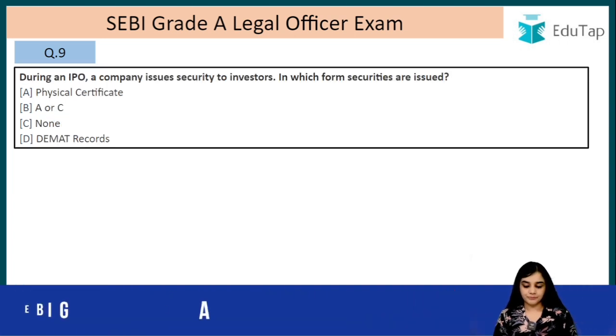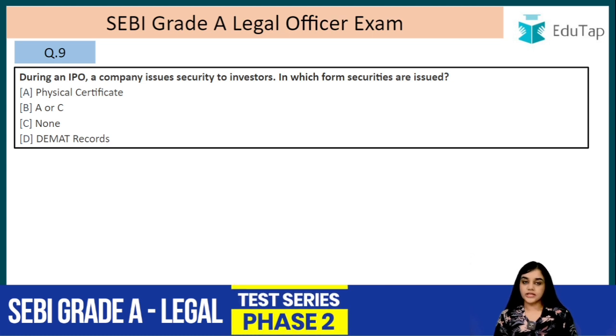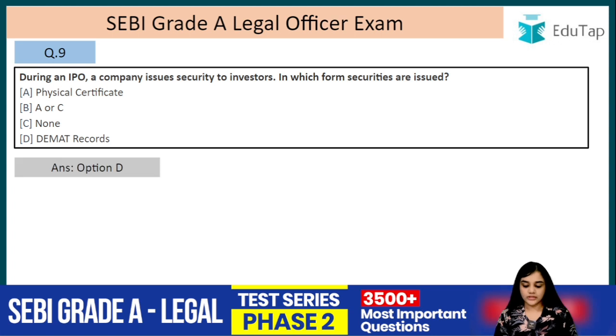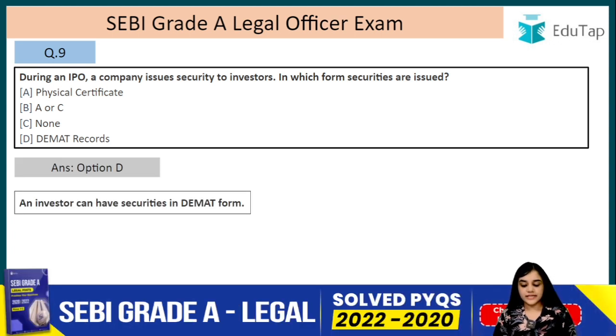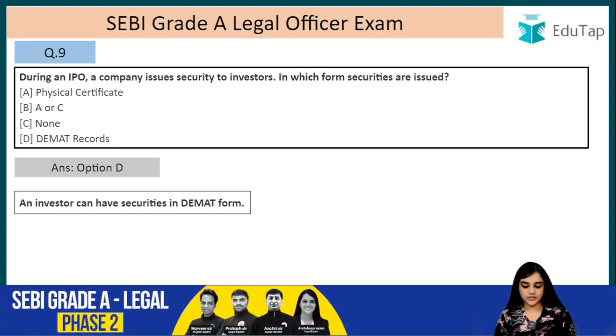Question number 10. During an IPO, a company issues securities to investors. In which form are the securities issued? So the answer to this question is D, that is Demat. An investor can have his securities in Demat form. So the answer is option D.